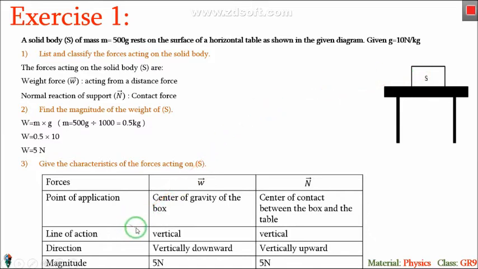The line of action of the weight is always vertical. Its direction is always vertically downward. We must always write vertically downward, not only downward. Its magnitude is calculated in part 2, which is equal to 5 Newton.